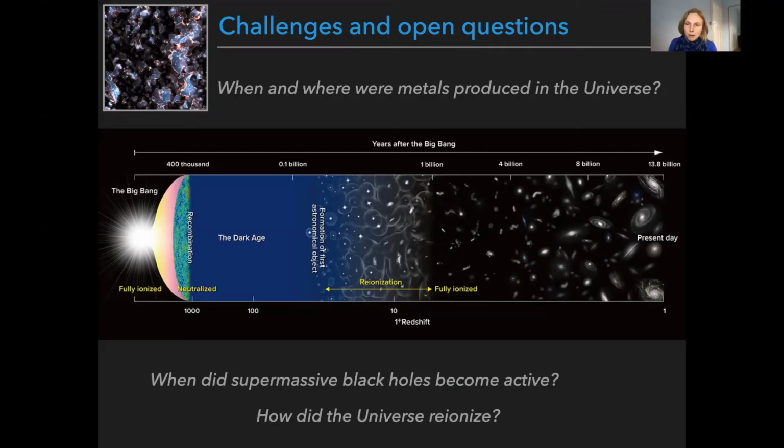When did supermassive black holes become active? We know that there are some very supermassive black holes already in existence very early on in the universe. How did they get there, and are they common in galaxies or not? And finally, how did the universe reionize? So the universe went through a state change in the first billion years, where it went from being predominantly neutral to predominantly ionized, and it's thought that galaxies produce the ionizing photons to do this, but it's still very uncertain.